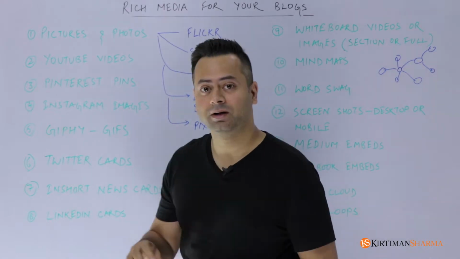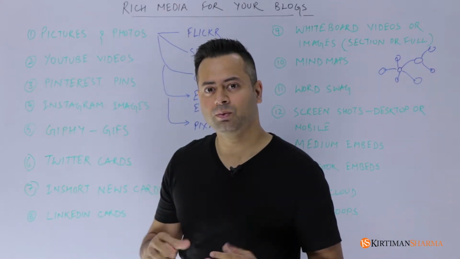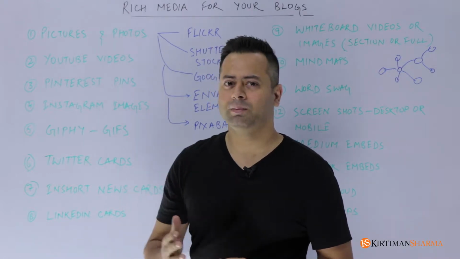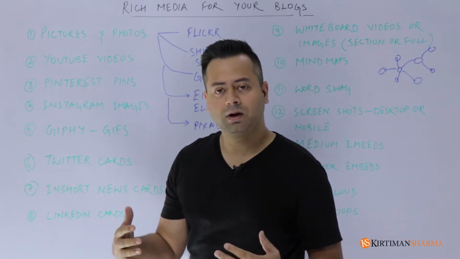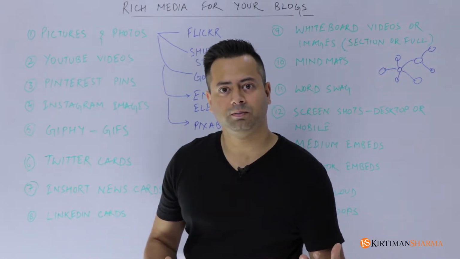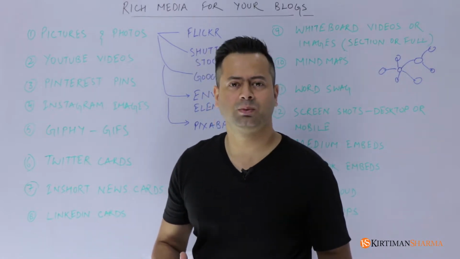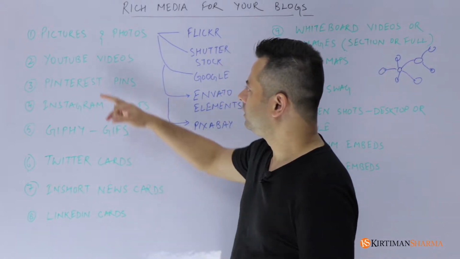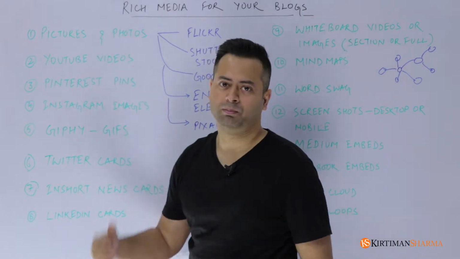So I have written down 16 ways, 16 types of rich media which you can put into your blog and make them extremely full of colors, full of live interactions, and not just written words which are plain and very boring. So let's dive into it. First thing you can do is put pictures.